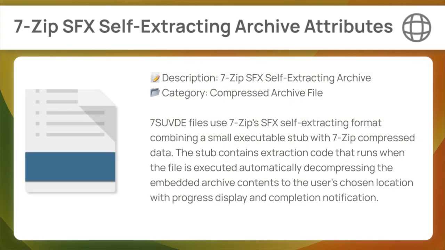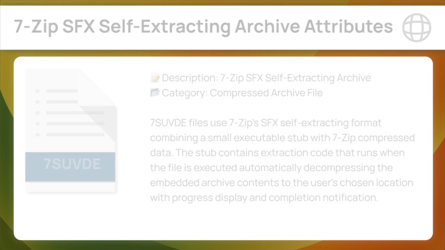7SUVDE files use 7-zip's SFX self-extracting format, combining a small executable stub with 7-zip compressed data. The stub contains extraction code that runs when the file is executed, automatically decompressing the embedded archive contents to the user's chosen location with progress display and completion notification.